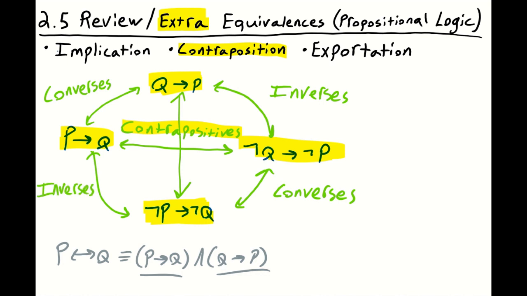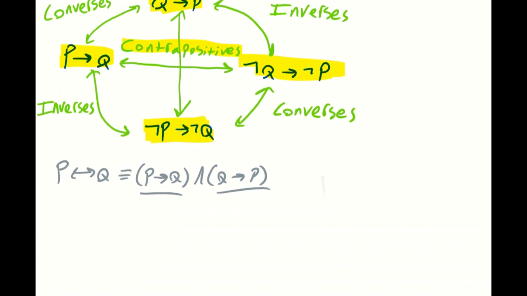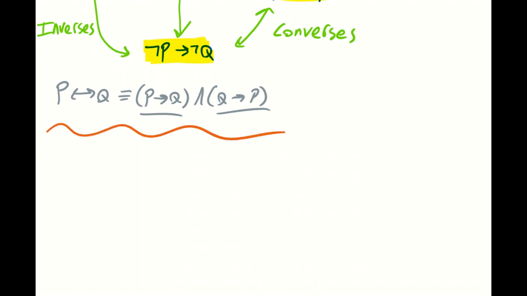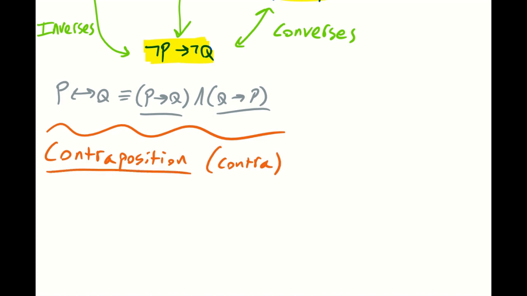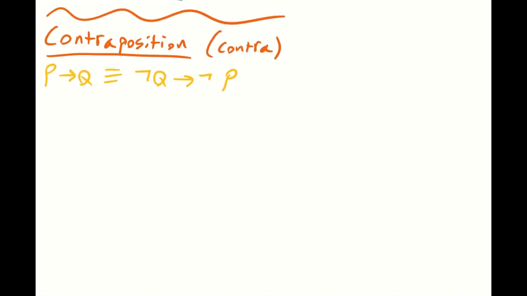So why are contrapositives logically equivalent? Why does contraposition work as a logical equivalence? So let's think about that. So contraposition, or contra for short. So here we have if P then Q, and this is logically equivalent to if not Q, then not P. We could do a truth table, but I prefer not to do truth tables. I'm not a big fan of them.